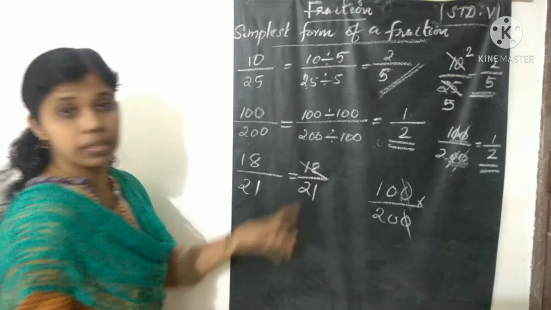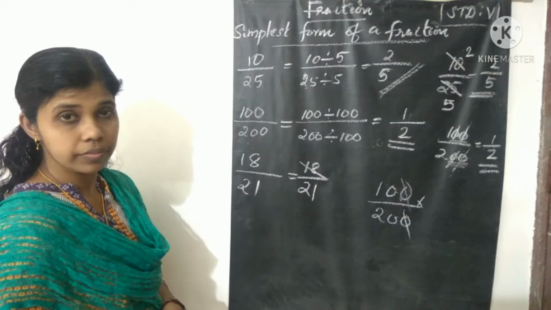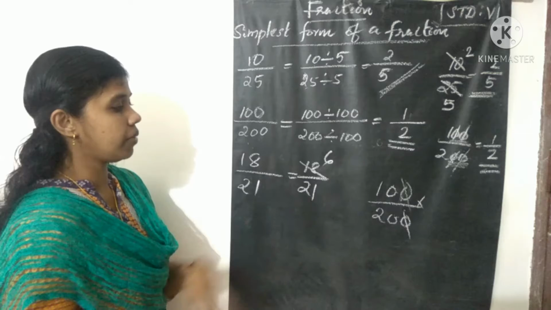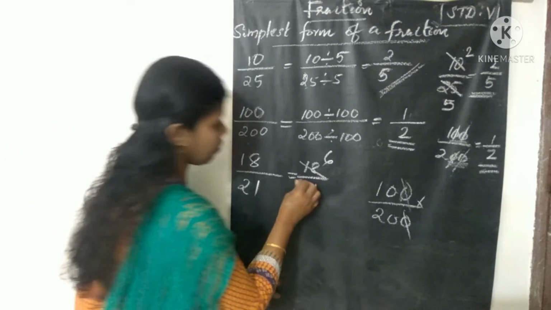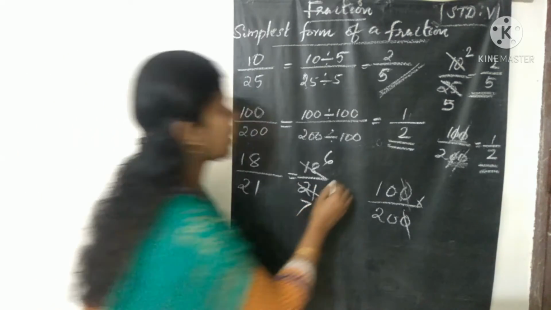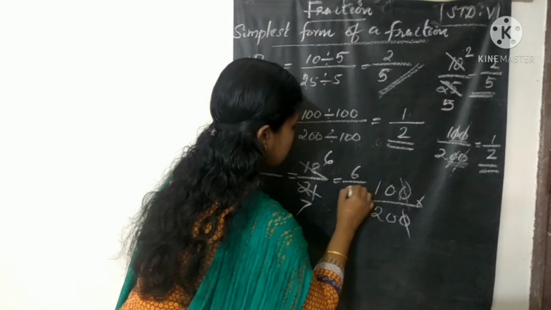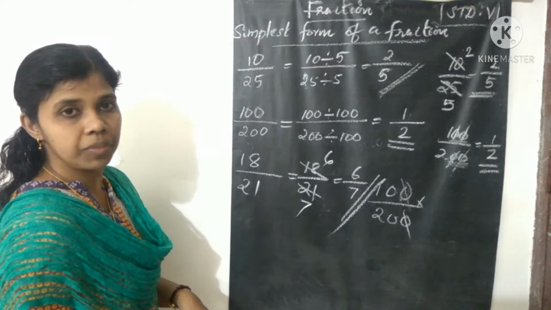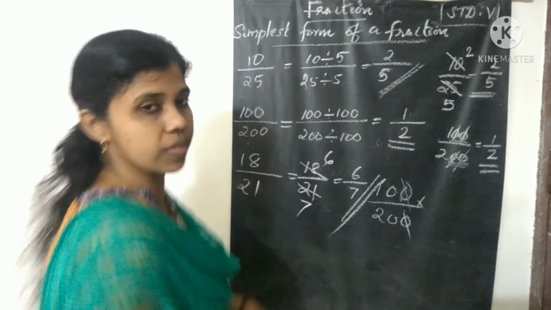So 18 by 21. How many 3's in 18? 6 times 3 is equal to 18. In 21, how many times? 7 times. So we get answer is equal to 6 by 7. Clear? Write these 3 questions in your notebook.